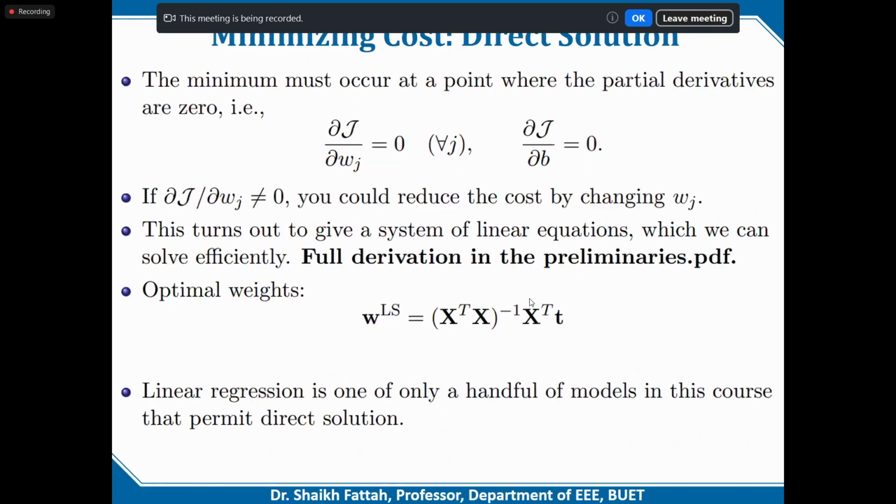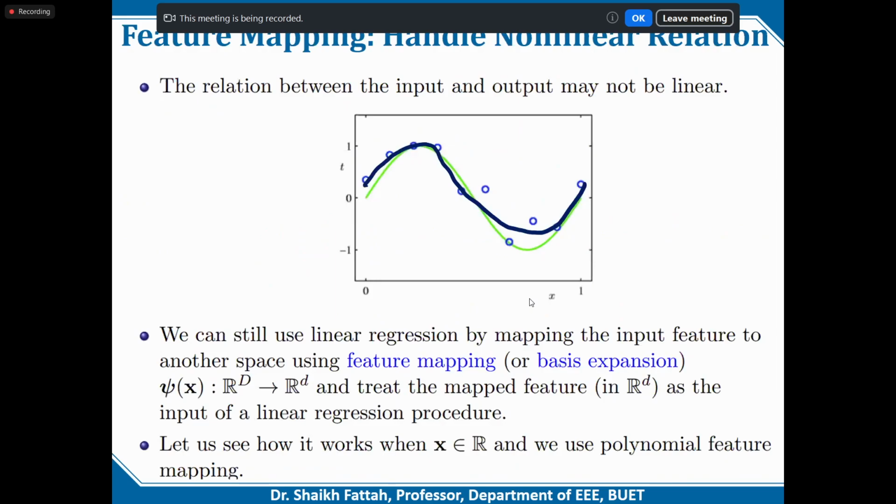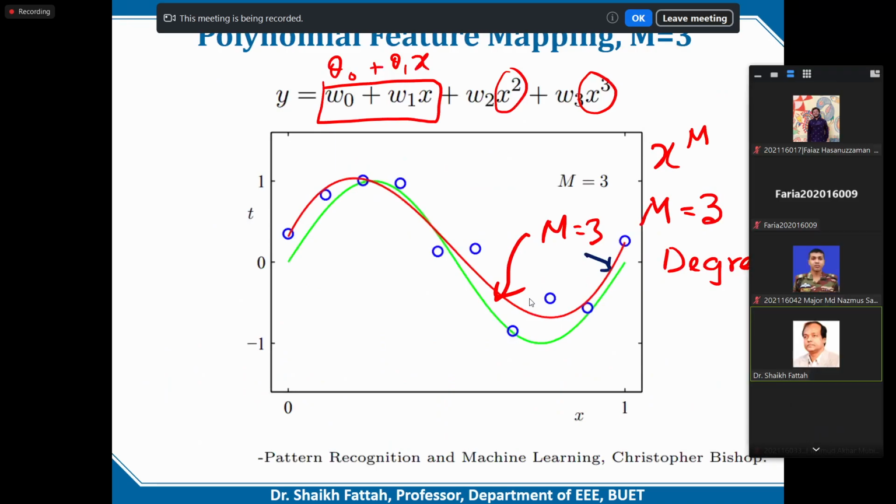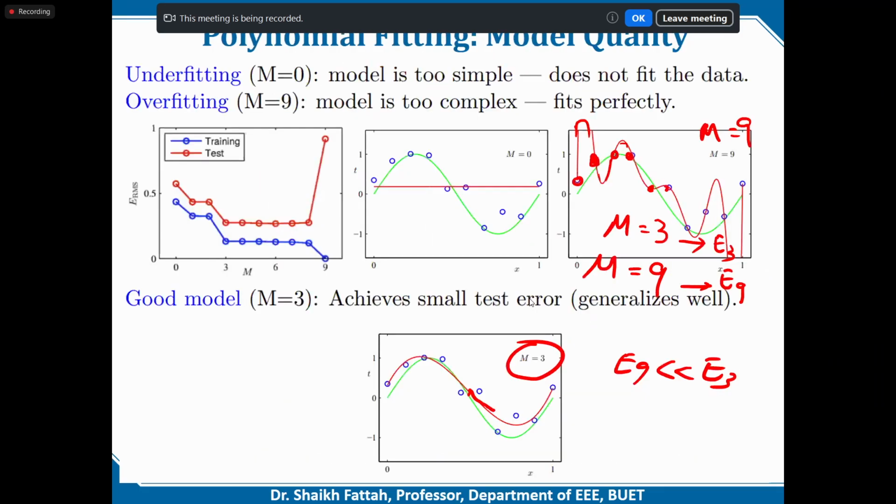So you see, I gave you an example here, green one, and here in this picture, black one. So here in this picture red one fits better. But which one is better? M equal to 3 or M equal to 9?